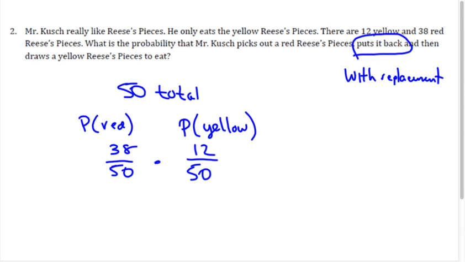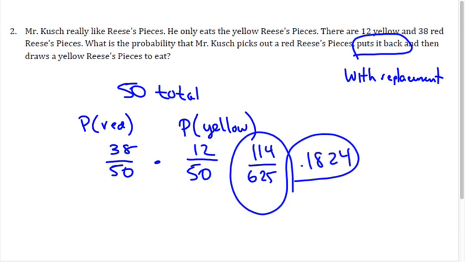Picks up a red one, picks up a yellow. Both those things happen. So I want to take 38 out of 50 times 12 out of 50. Try to do a little simplifying or multiply it and see what you get. So 38 divided by 50 times 12 divided by 50 is going to be 114 out of 625, which as a decimal is 0.1824. Either one of those would be acceptable.